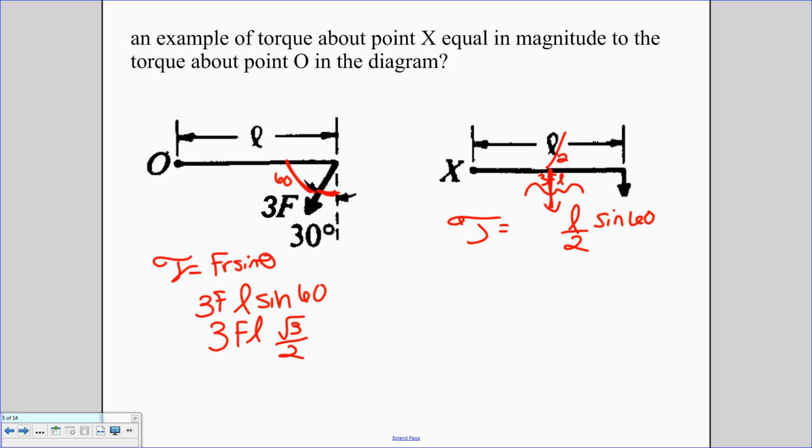What do I need to do to have the same torque? Well, if I halved my L, I have to double my force. So 6FL is the same thing as 3FL. So those two are now the same, okay? Nothing too bad, so I apply a force of 6F at a location of L over 2. So if I halve my radius, I have to double the force.